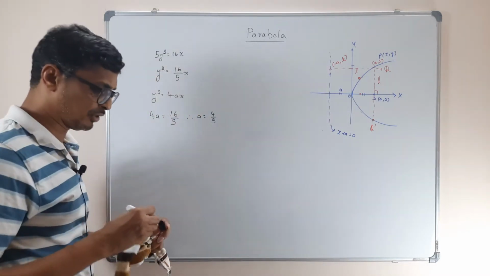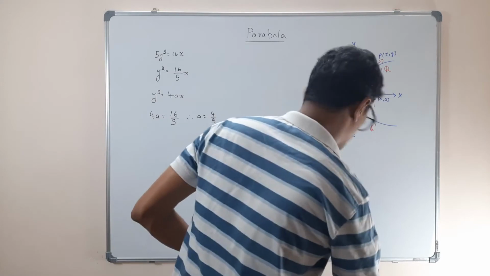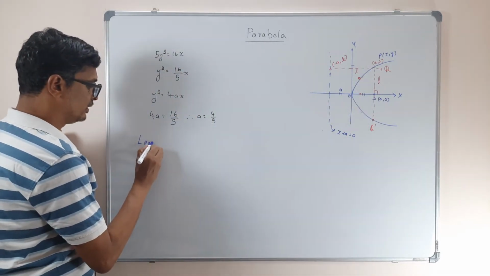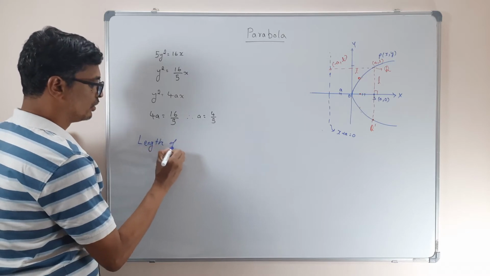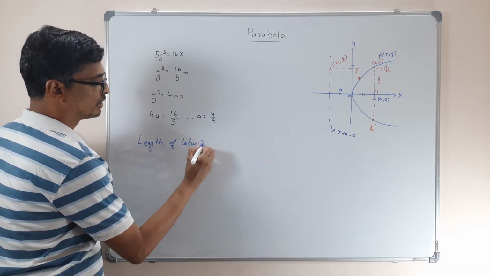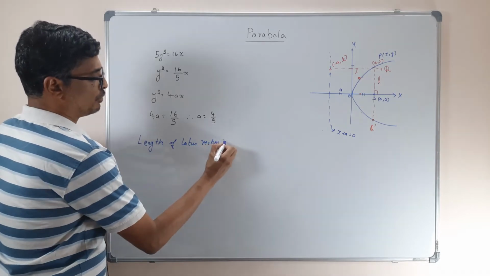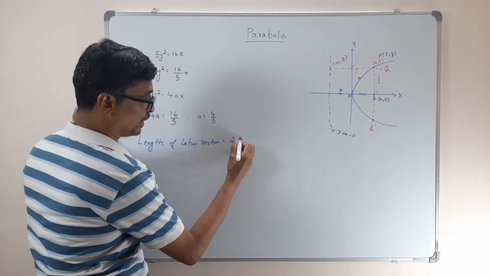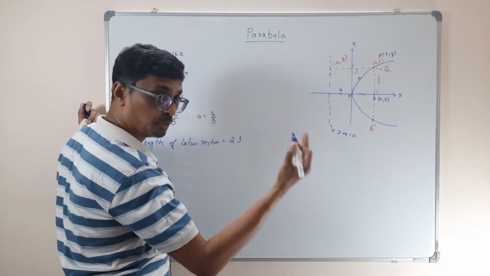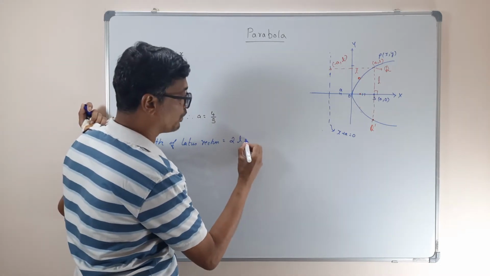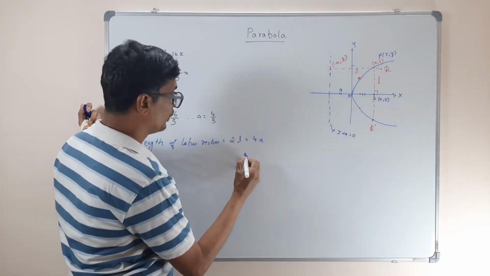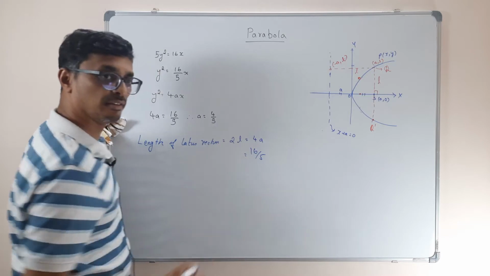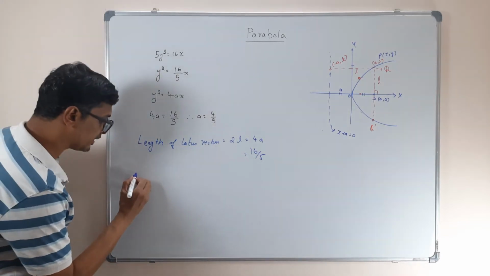Tell me what is the length of the latus rectum? Length of latus rectum will be equal to 2L, and L is equal to 2A. So it becomes 4A. Am I right? 4A is 16 by 5. And the endpoints of the latus rectum?